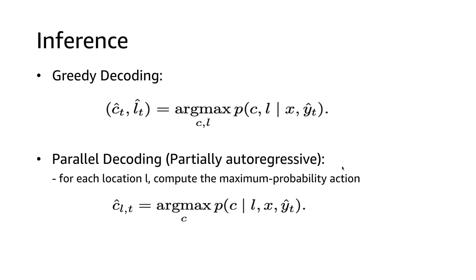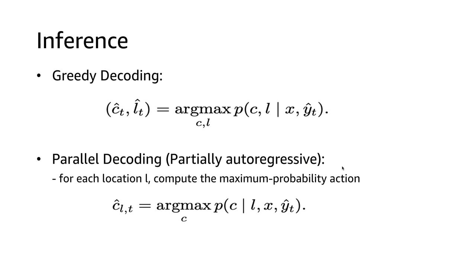So now that you have trained the model, you want to use the model during inference, right? So there are a couple of things we can do. The first is greedy decoding, where we learn the joint probability distribution of C and L, which is the word and the location, and we simply pick the pair with the highest probability, meaning that if the pair with the word dog at location 4 has the highest probability amongst all the generated pairs, then we simply insert the word dog into the 4th position and move on.